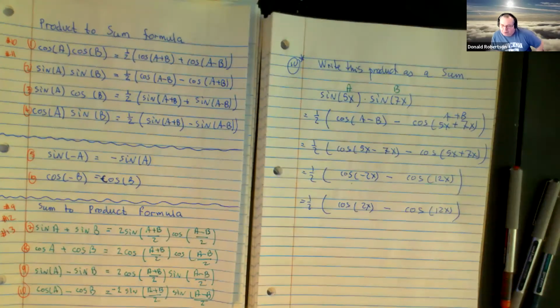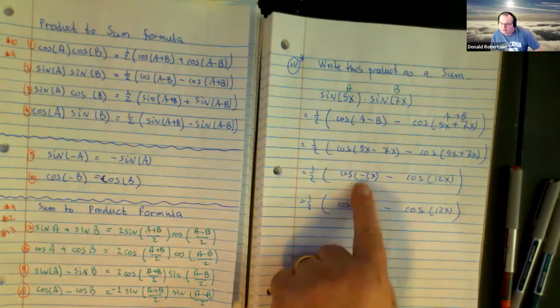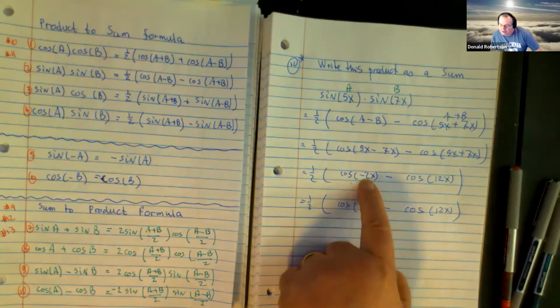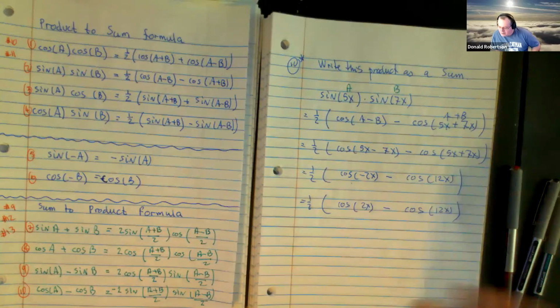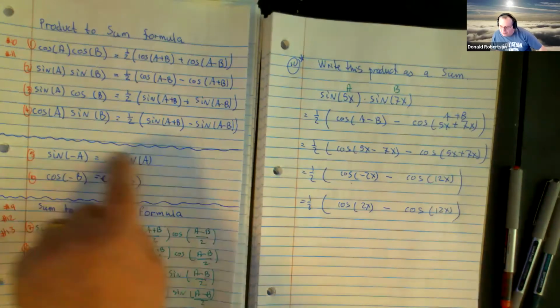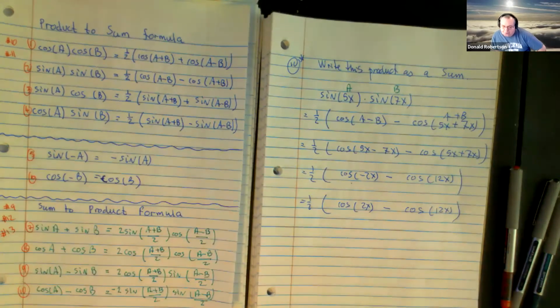Are you comfortable with that little tweak at the end? Cosines of negatives or sines of negatives we don't like, right? So we use one of these two here to fix it. Any questions so far?